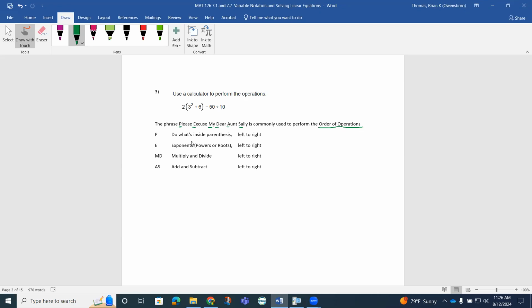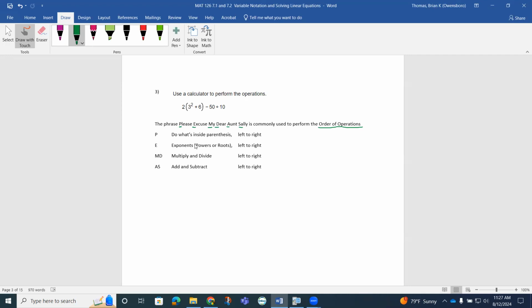So when we do the order of operations, the first thing we focus on is the P, which stands for parentheses. If there are any parentheses in the problem, we have to do what's inside the parentheses, and we have to perform the order of operations inside the parentheses. To keep it consistent, you can go from left to right, starting at the beginning of the problem and working your way to the end.